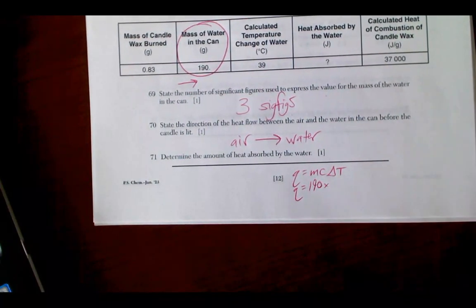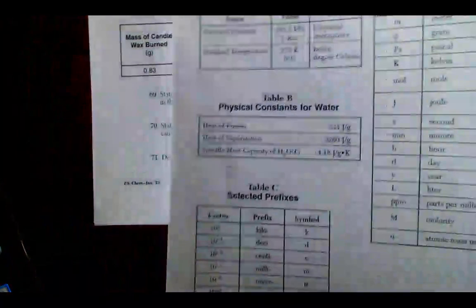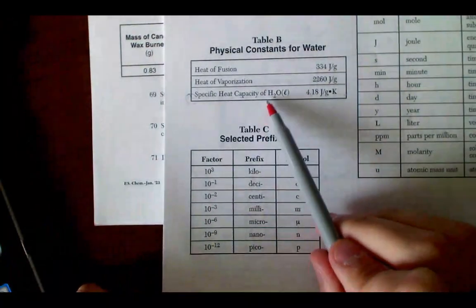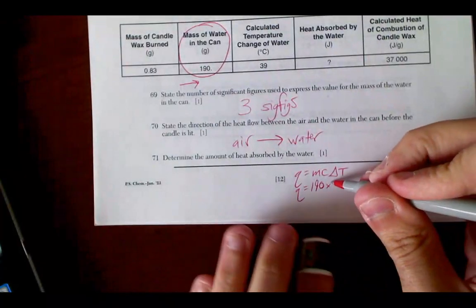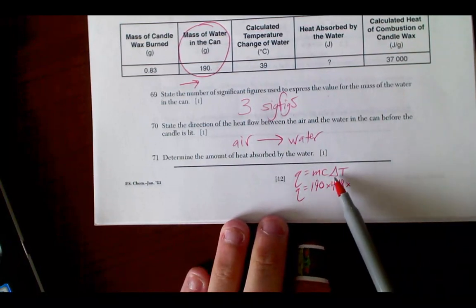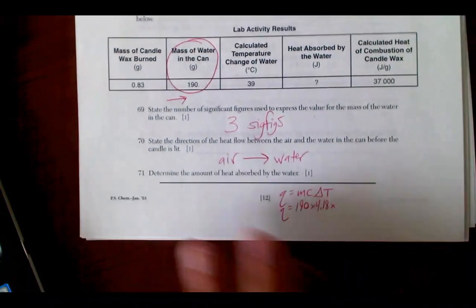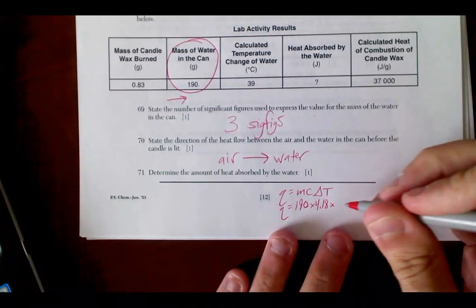C is a constant. That's on the reference table. It's how much energy does water need to absorb in order to change temperature. That is the specific heat capacity. So it's this number right here. As long as it's water, it's 4.18. The formulas are on the back of the reference table. The constants are on the front of the reference table. And then delta T is the temperature change. How much did the temperature of water change? It tells us right here it changed by 39 degrees. So I'm just going to write 39.